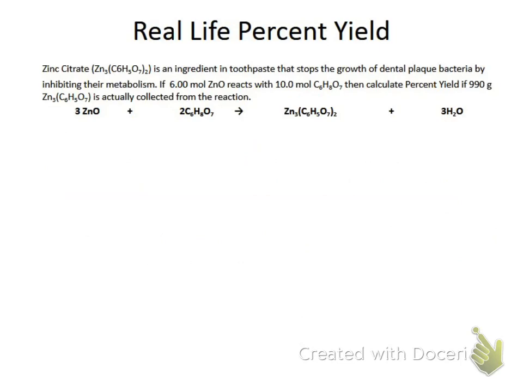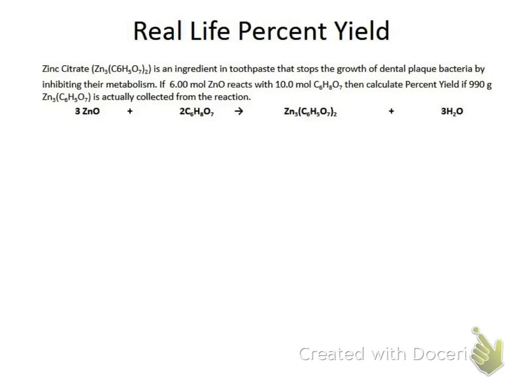All right, so here is our example. We have zinc citrate, which is an ingredient in toothpaste, and we have this reaction. It's already balanced for us. By the way, on your worksheet today, I believe they're already all balanced. You don't even have to come up with the equations or the formulas.